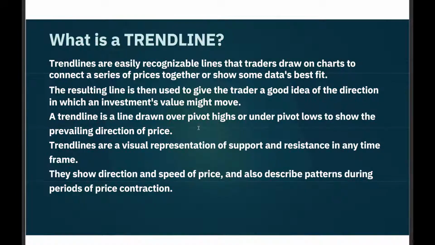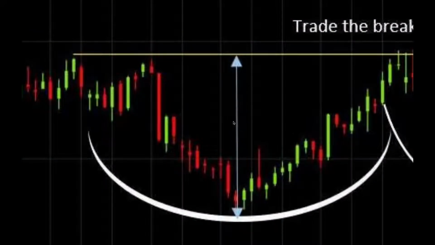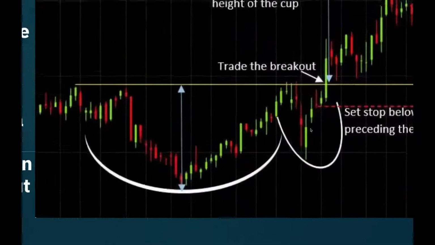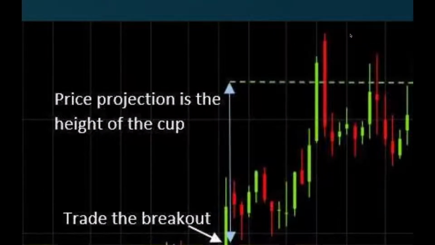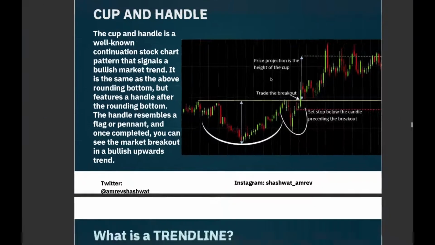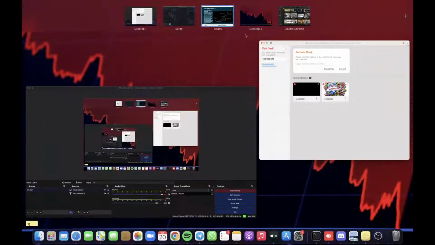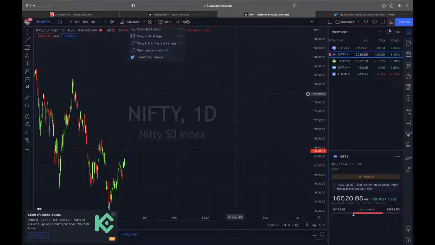Coming to this PDF, I've already shared it in the group. And for the cup and handle pattern, what will be the target and breakout? I already told you, the radius of this neckline will be your target. You have to apply both, Karthik. You have to apply the chart patterns, and then you have to also apply the candlesticks. Everything you have to apply.